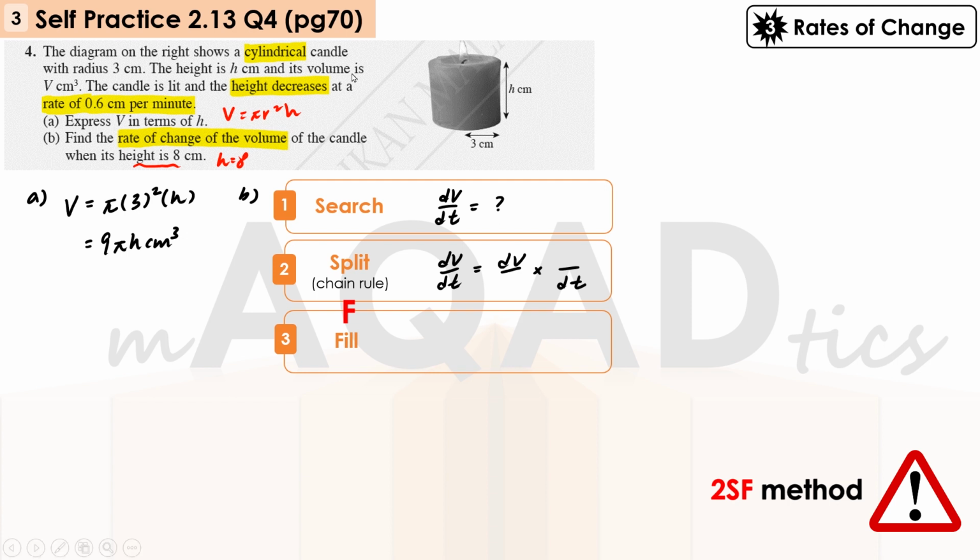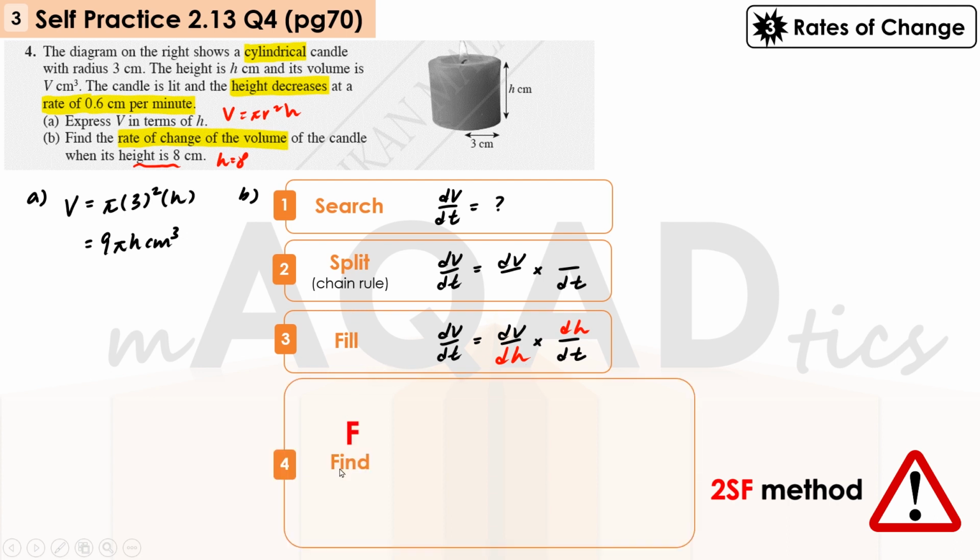Okay, so if you look back to the question, right, the only unknowns, or the only quantities that we don't know, is V and also h, right? So we can put h into our blank spaces, because this is one of the things that we don't know, and it's also a quantity from the candle, right? So we can just fill in h inside the blank spaces. And the last step, which is find. So find means we need to find the value of these two things.